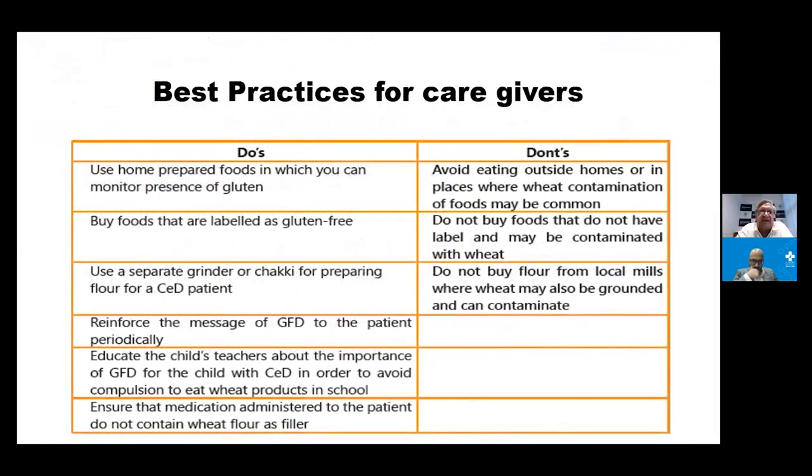Best practices for caregivers: use home-prepared food in which you can monitor the presence of gluten. Buy foods that are labeled as gluten-free. Use a separate grinder or chakki for preparing flour for celiac disease patients. Reinforce the message of gluten-free diet to the patient periodically. Educate the child's teachers about the importance of gluten-free diet for the child with celiac disease, in order to avoid compulsion to eat wheat products in school.